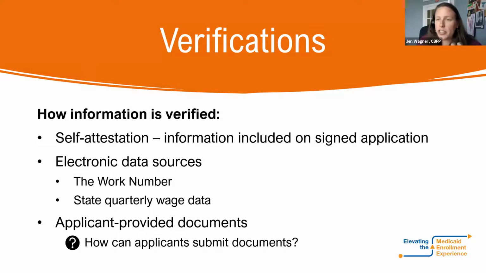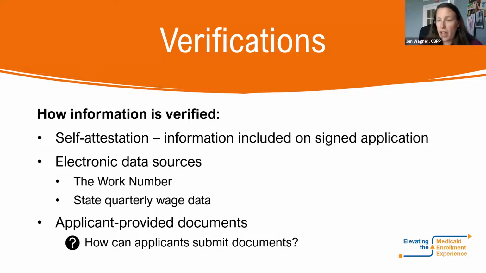For immigration and citizenship status, there are things through the Department of Homeland Security and through SAVE that can verify it for many clients. For income, states primarily use two things. One is the Work Number, and one is state quarterly wage data. And these will often give a picture of a client's income and can verify that they're income eligible.